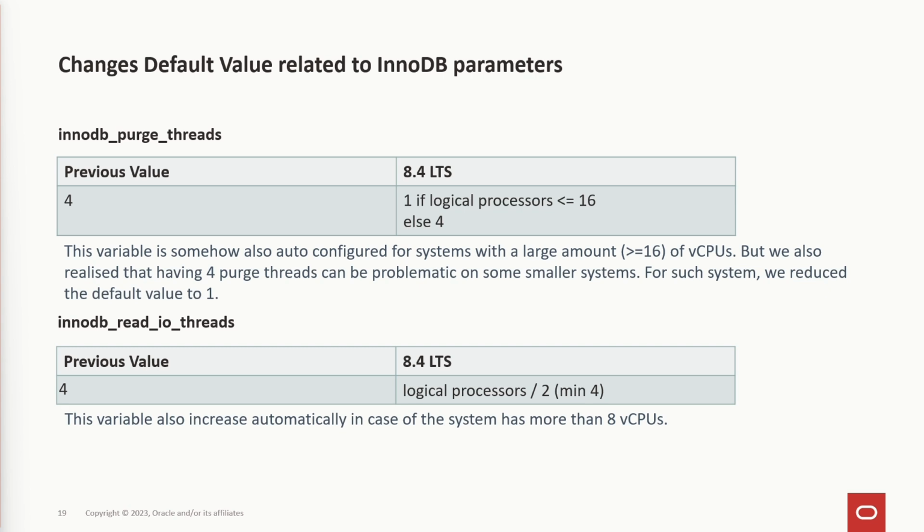As for the read IO thread, we specify read IO threads and write IO threads, right? So the read IO thread was previously 4, but 8.4 uses logical processors divided, with a minimum of 4. So usually I set the read IO thread bigger than the write IO thread.